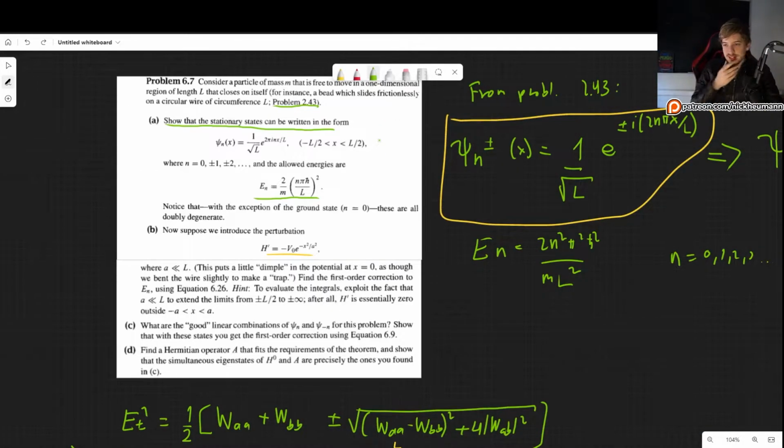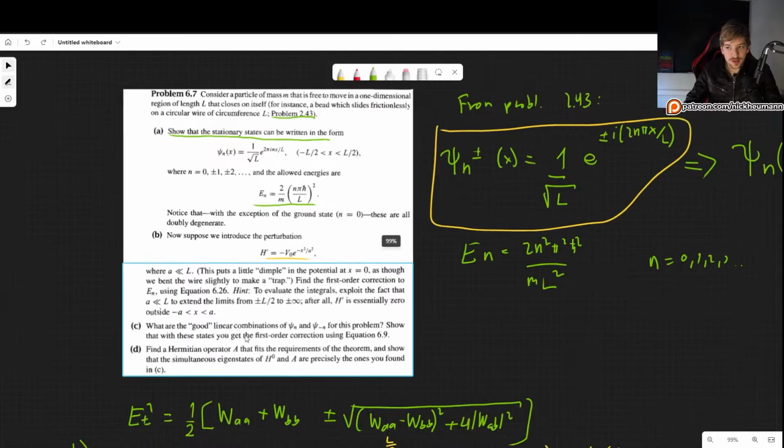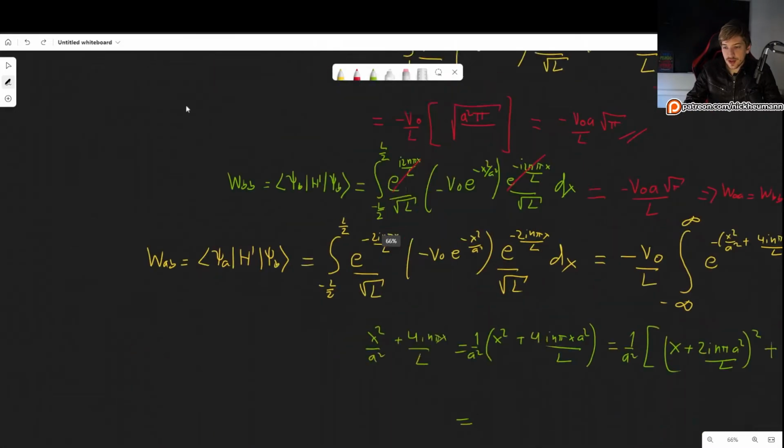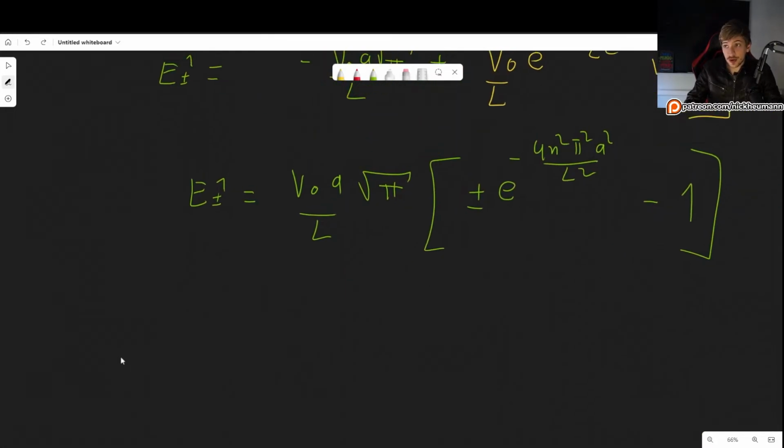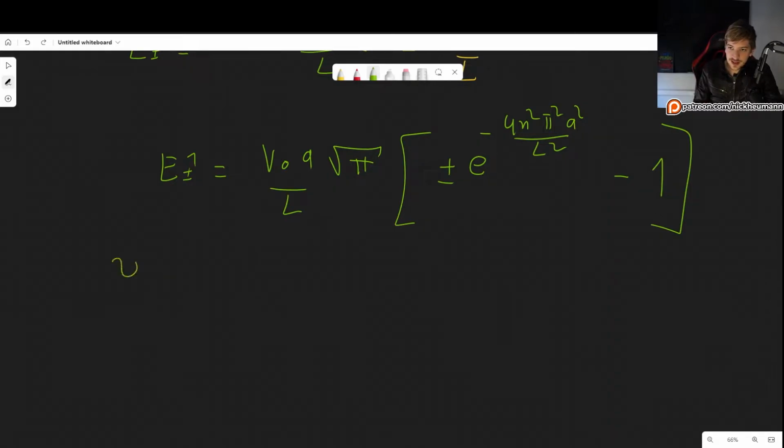So part C says, what are the good linear combinations of psi n and psi minus n? We have been calling them psi a and psi b, but it's names, it doesn't really matter. Show that with these states you get the first order correction using this equation, basically first order perturbation theory. So let's find the good states.